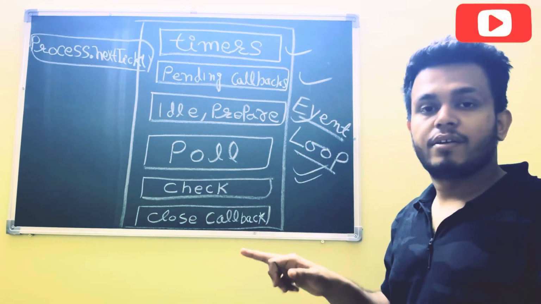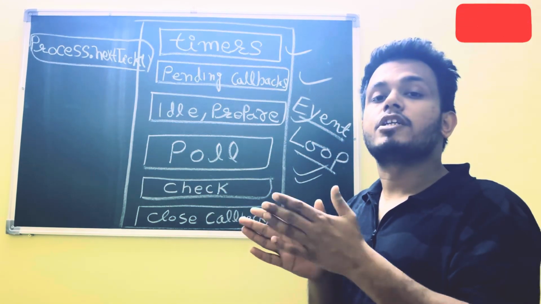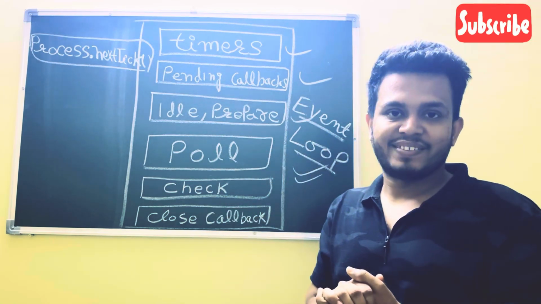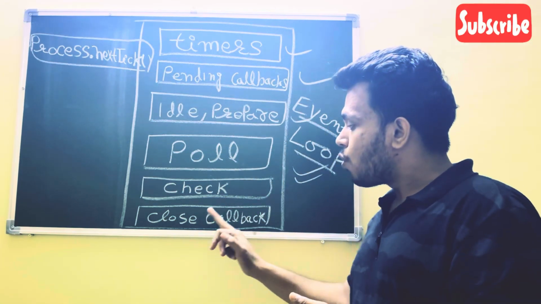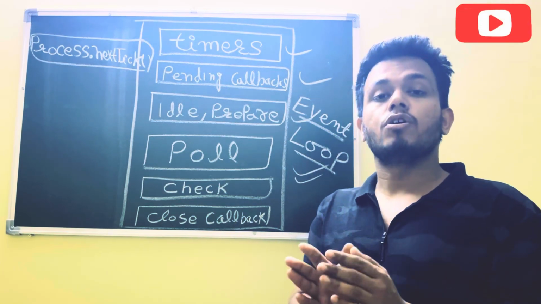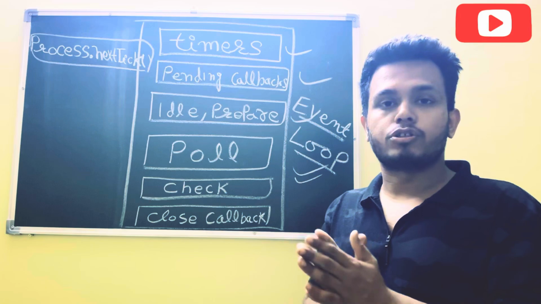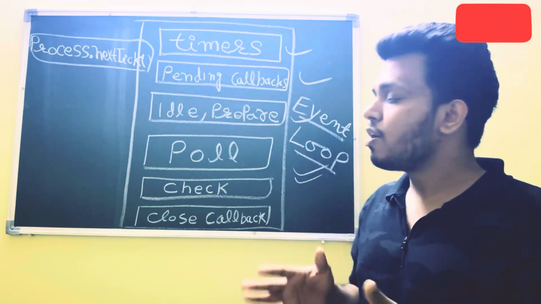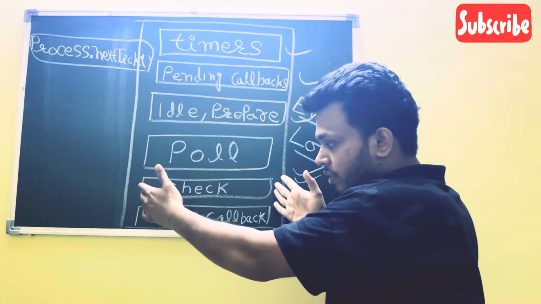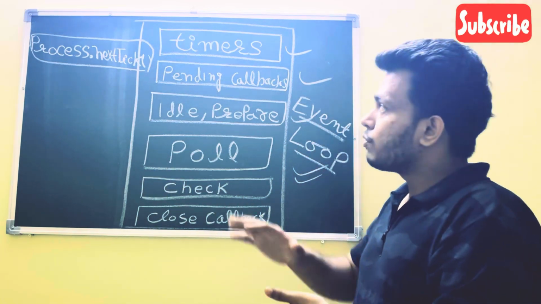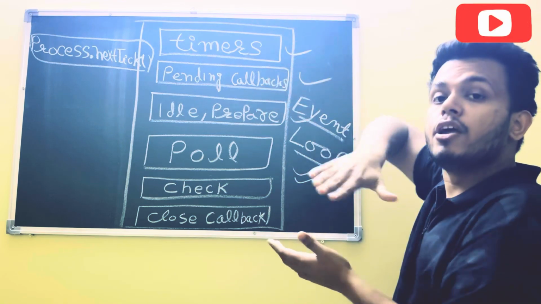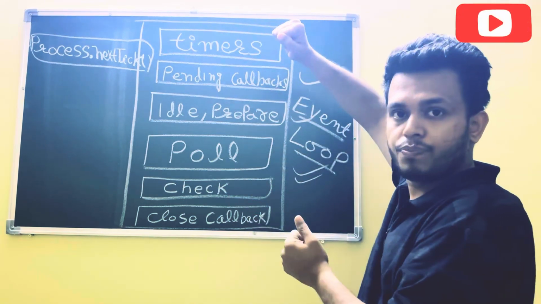This is check. Check is specifically made for running setImmediate. Understood? And this is close callbacks. Close callbacks are used for closing all the open callbacks, like those opened by a socket or anything else. They will actually be closed in this phase only. So this is the serialization of the Node.js event loop.